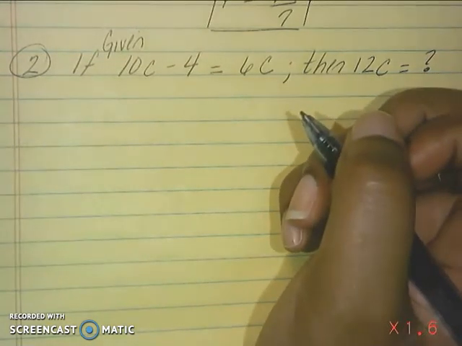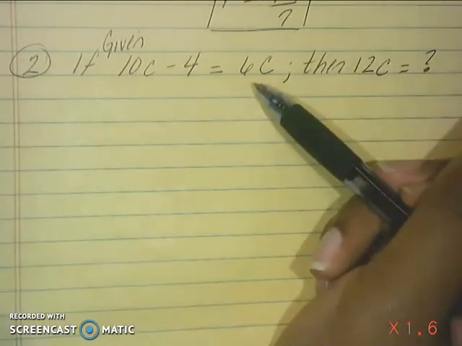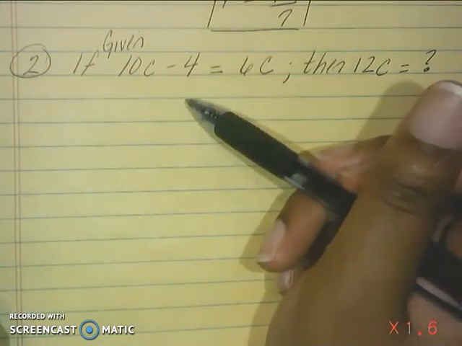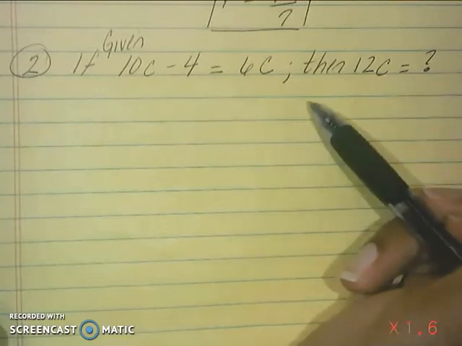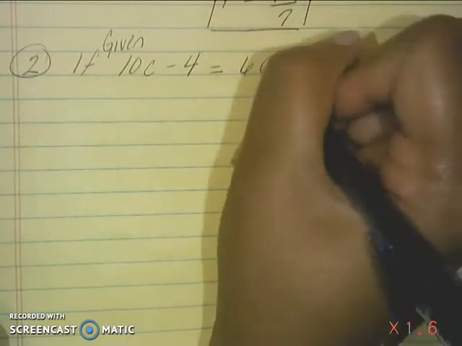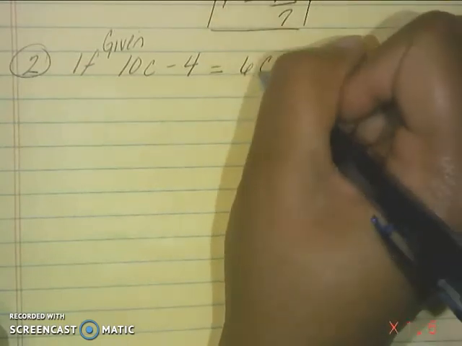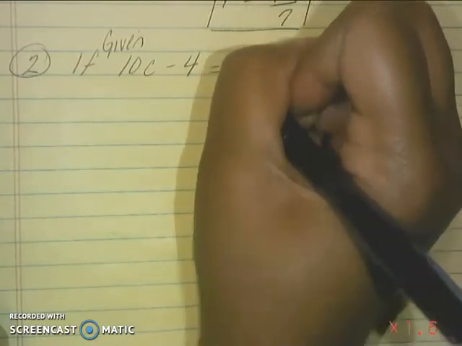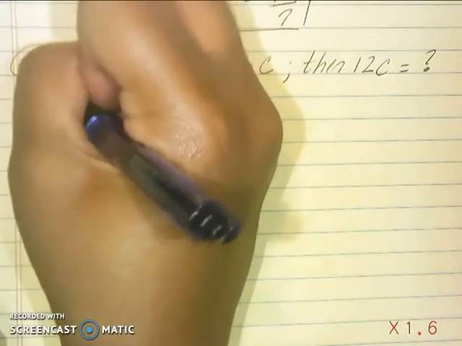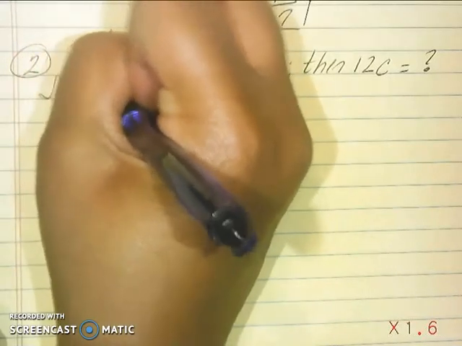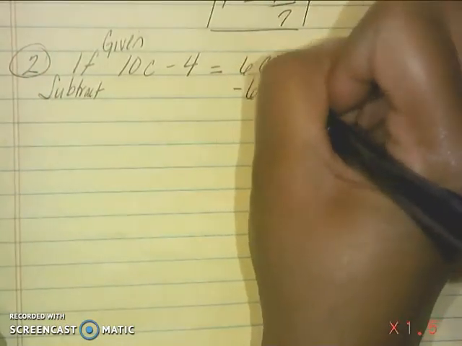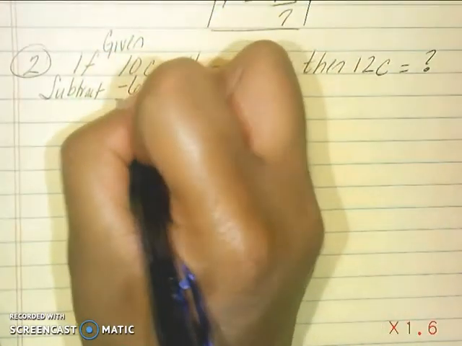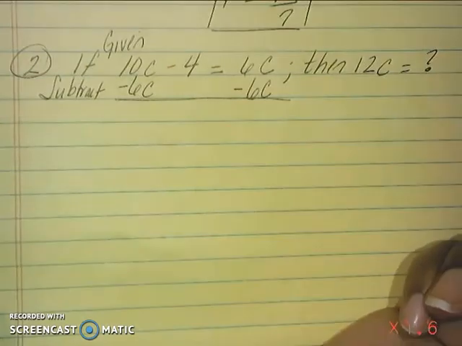For me, I'm going to do like I always say, bring the smallest to the largest. I need c's on one side and a number or a constant on the other side. So I want to do the opposite to make this become a 0. To get rid of it, I want to subtract, because I'm bringing the smallest to the largest. So I'm going to subtract 6c on both sides. Lining up variables with variables.